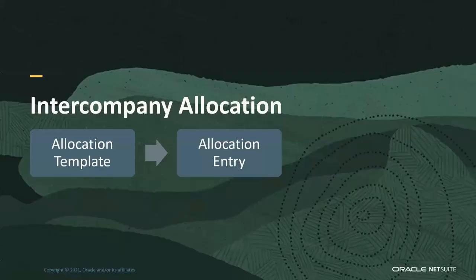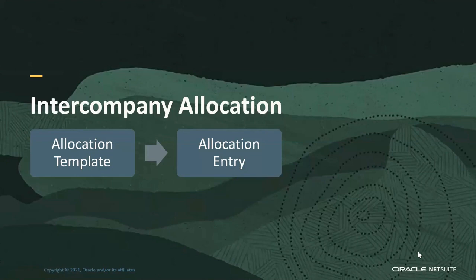So in NetSuite, it happens using two steps. Number one, you need to create your intercompany allocation template. And then the second step is the auto generation of the entries. Okay, so let me show to you how it works.